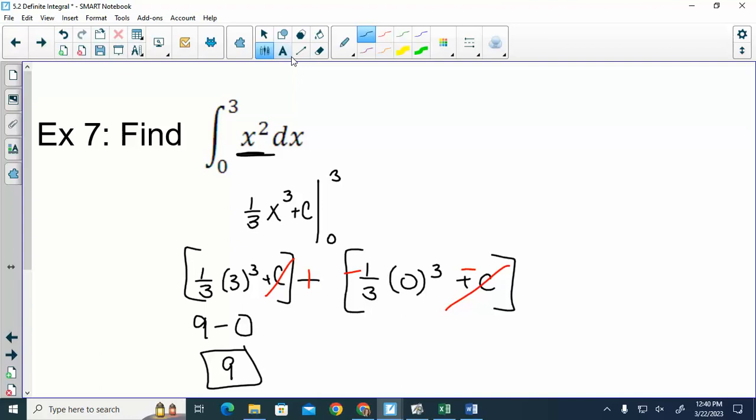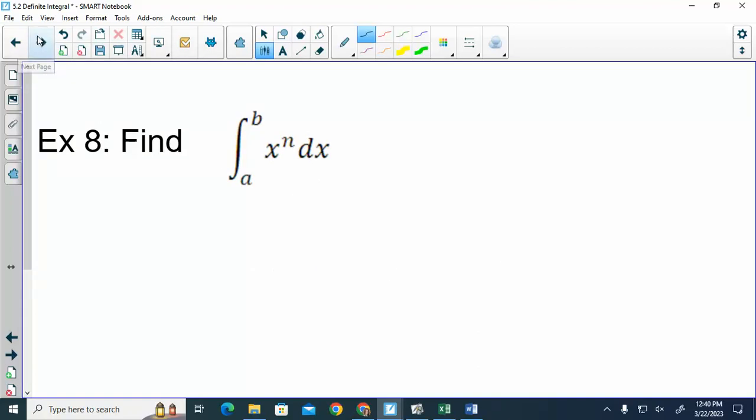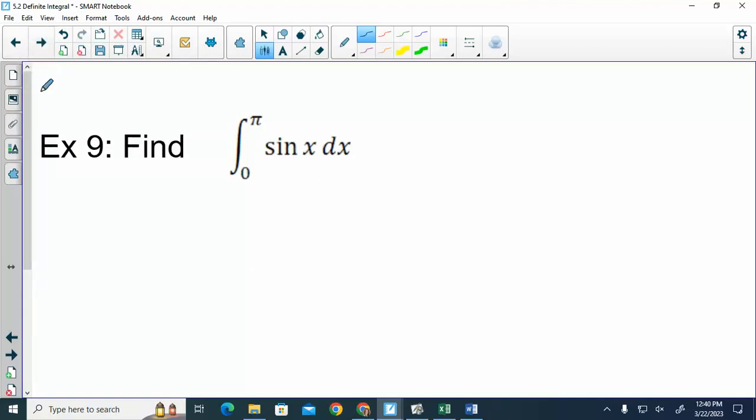So if you have 3 and 0, that's what you would plug in here. So if I had said I want the limit from 2 to 5, then I would plug a 5 in here and a 2 in here. Other questions? Let's skip this one. Let's stick with definite numbers for now.